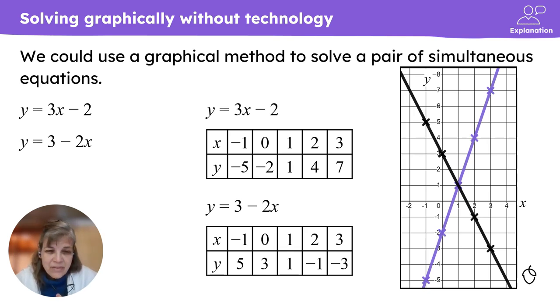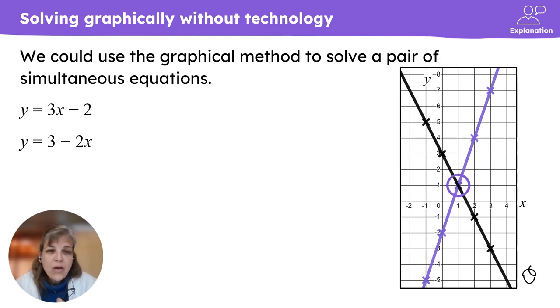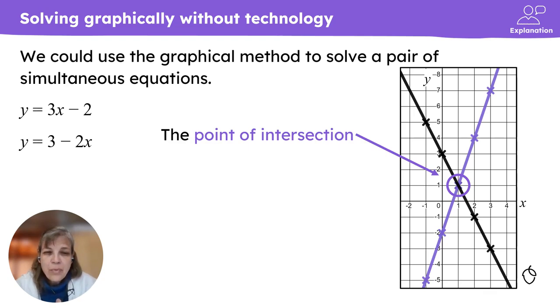What do we do after that? Well, we look for the point of intersection. That is the solution to the simultaneous equations. That point of intersection here is, can you see it?